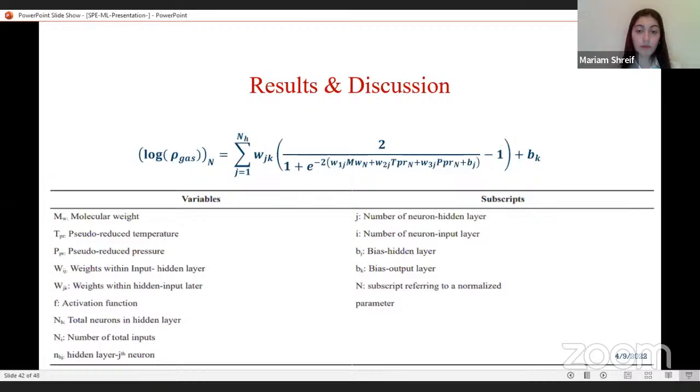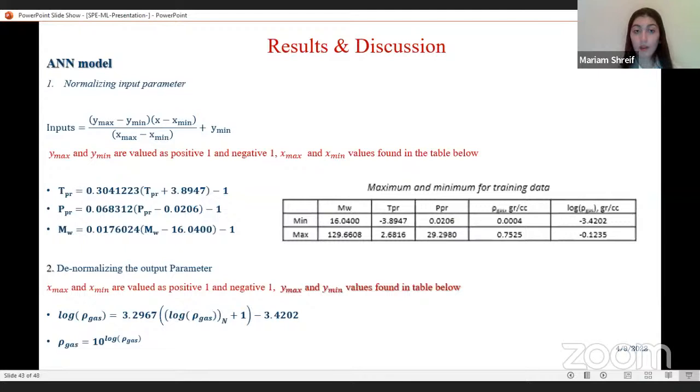But in order to use this mathematical equation, we need to first normalize the input parameters. Why do we need to normalize the input parameters? In order to change the numeric values into a common scale ranging from 0 to 1. Normalizing the input parameters will help speed up the learning process. So the equation for normalization is equal to y max minus y min, times x minus x min over x max minus x min, and then we add the y min, the minimum value of y. We obtain the maximum and the minimum value of y as positive 1 and negative 1. And we obtain the x max and x min from this table.